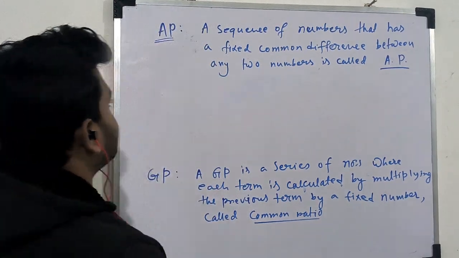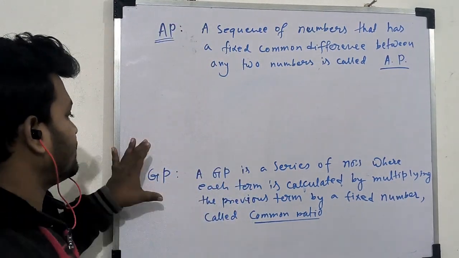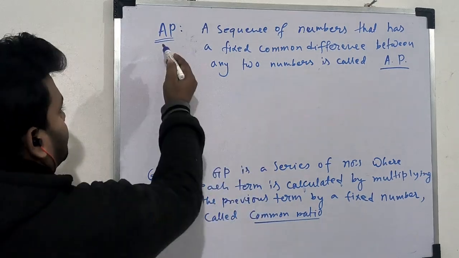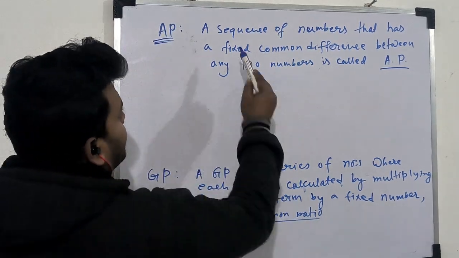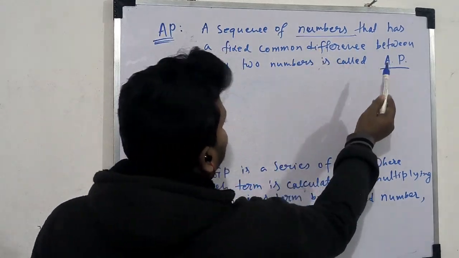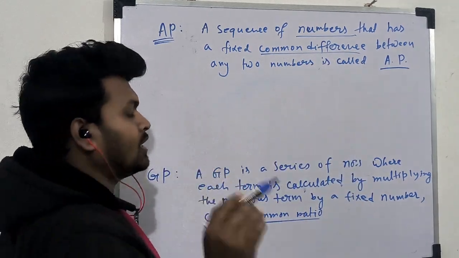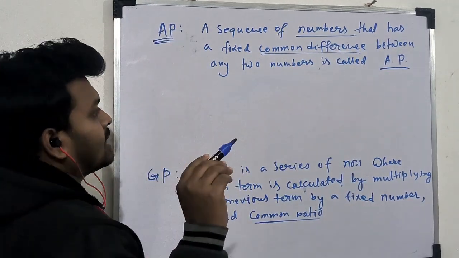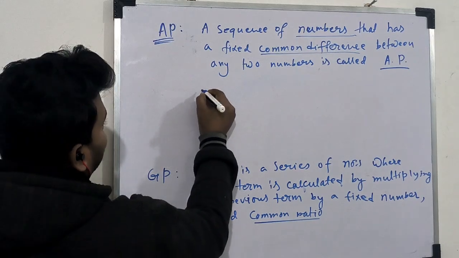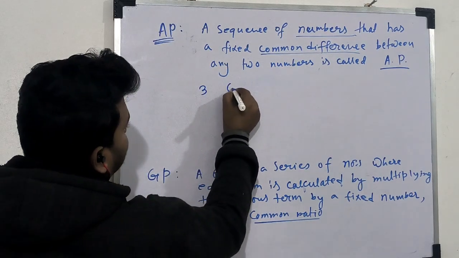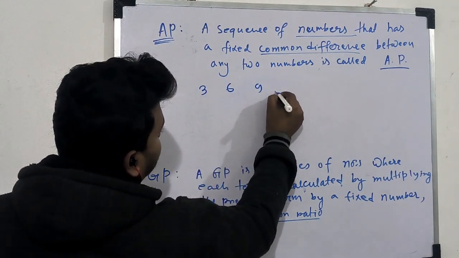So today I will discuss AP series, AP and GP. First of all, we need to know what AP is. A sequence of numbers that has a fixed common difference between any two numbers is called arithmetic progression, that is AP. So here, if you take 3, 6, 9, dot dot.